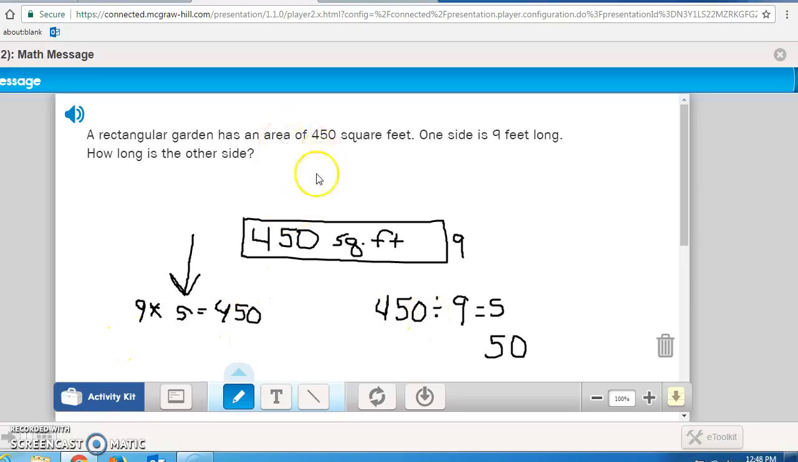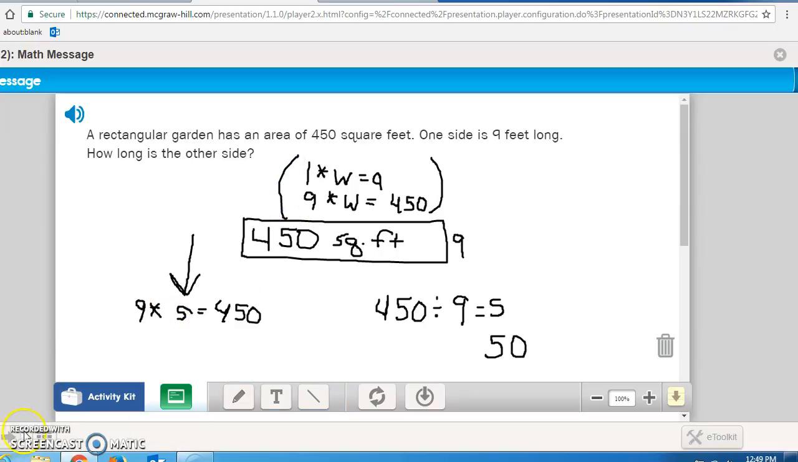In order to get area questions right, you should remember that length times width equals area. Then when you go to plug those numbers in, you will realize that you had to do 9 times the width, which is going to equal the area of 450 square feet. Just doing this extra step and writing it down will clarify for you what you are really looking for.